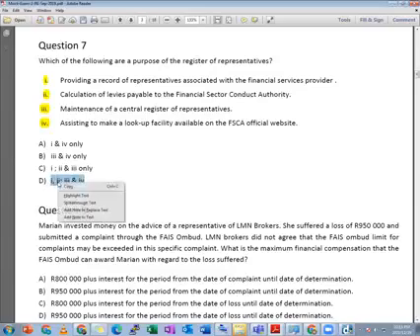And D is going to be correct. So all of the above.